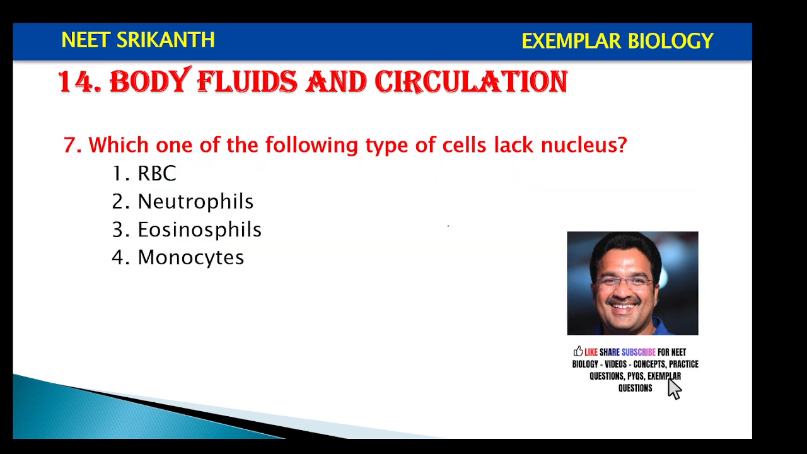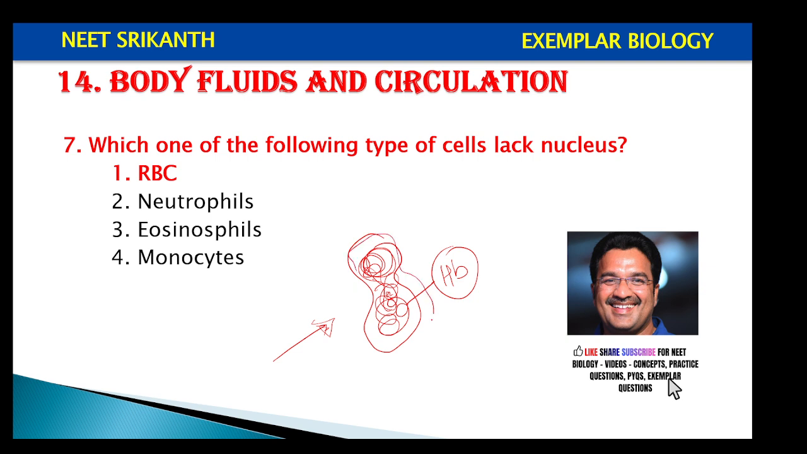Which one of the following types of cells lack nucleus? RBC, neutrophil, eosinophil, monocyte. So among these, RBC is without nucleus. The biconcave shaped RBC is without nucleus and cell organelles because the total content in the RBC needs to be filled with hemoglobin. That's why in the process of maturation, all the cell organelles disappear and RBC remains with only hemoglobin.